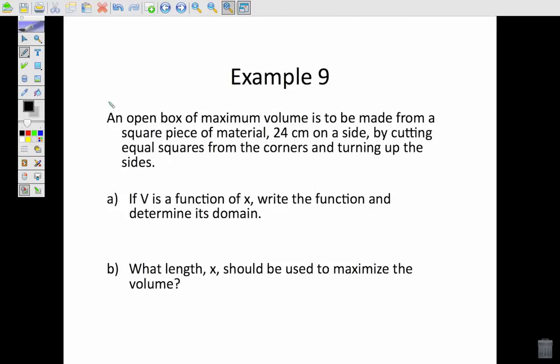So the answer to that: here was my equation, V equals 24 minus 2x, squared, times x. The domain was between 0 and 12, but not including them. And then 4 centimeters was the length maximizing the volume.